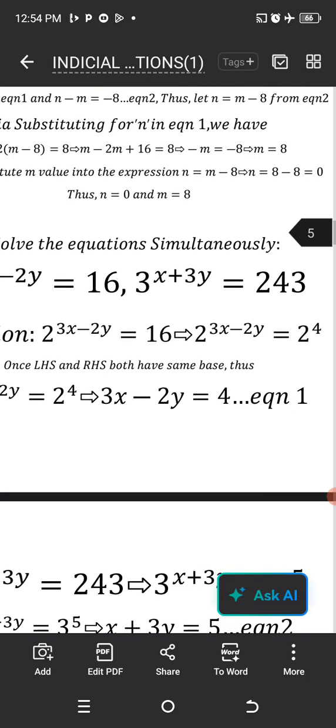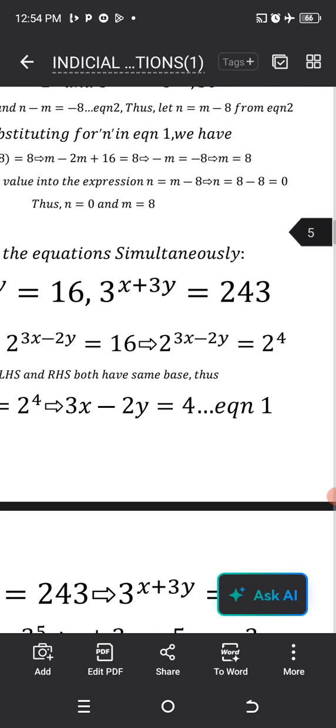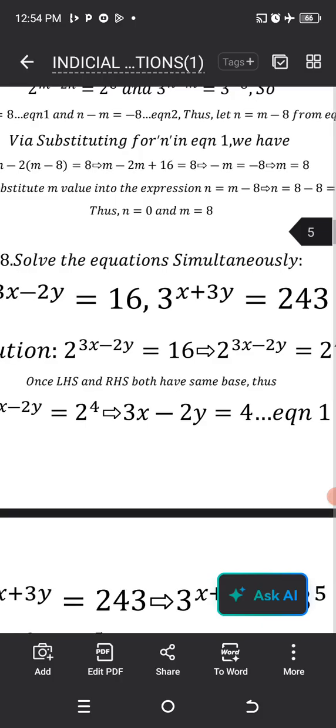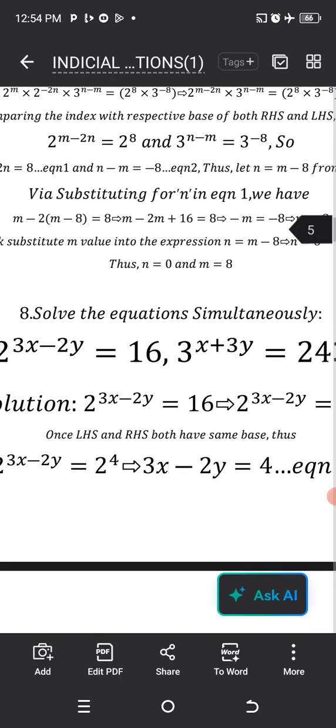So you can substitute m equals 8 back into the expression that states n equals m minus 8. Recall m is 8. So 8 minus 8 is equal to 0, which means our n is equal to 0 and our m is equal to 8. So that is the solution for the question given. n is equal to 0 and m is equal to 8. So let me zoom out again.